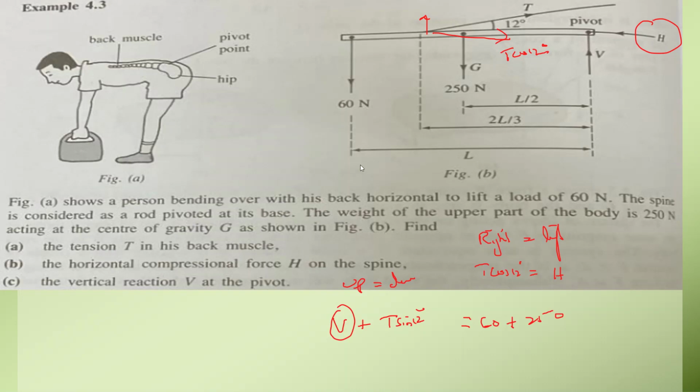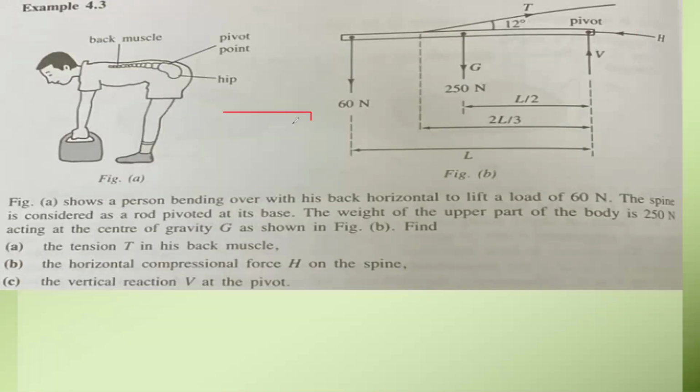V is not the tension, V is the force, because when an object is in equilibrium, the total upward force equals the downward force. So T sine 12 is acting upward, weight is acting down, the load is also acting down. So V is a force on the pivot, which is an upward force, so that it will be balanced. And there is a horizontal component, so there will be a horizontal force to balance that. Otherwise, what will happen? It will damage the spine. The T sine 12 will damage the spine if it is more than the force which is produced by the pivot.